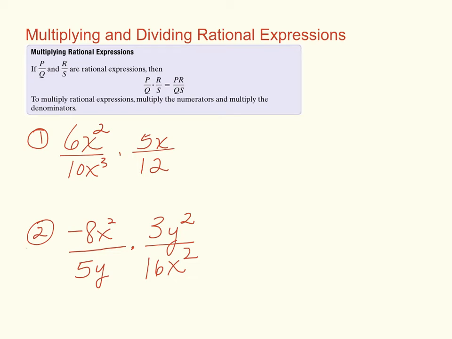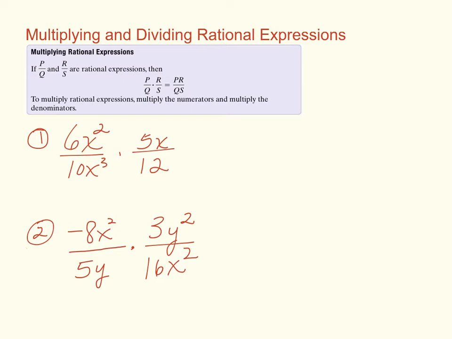Let's now look at multiplying and dividing rational expressions. We will be factoring in this section, but let's look at how we multiply rational expressions. If capital P over capital Q and capital R over capital S are rational expressions, then to multiply them, you multiply the numerators and you multiply the denominators, and then you simplify the fractions as necessary. So it's just as if you're multiplying fractions.